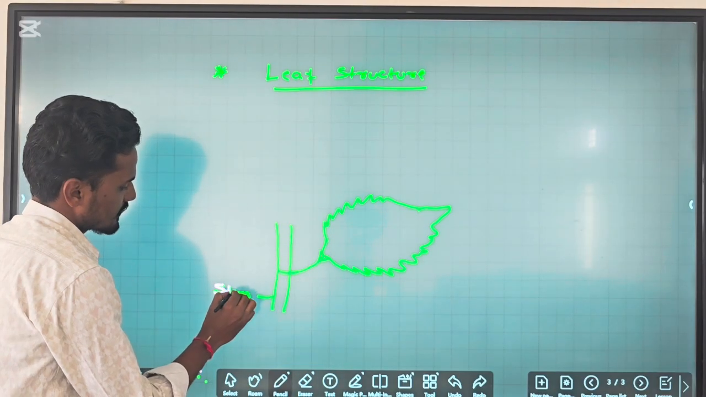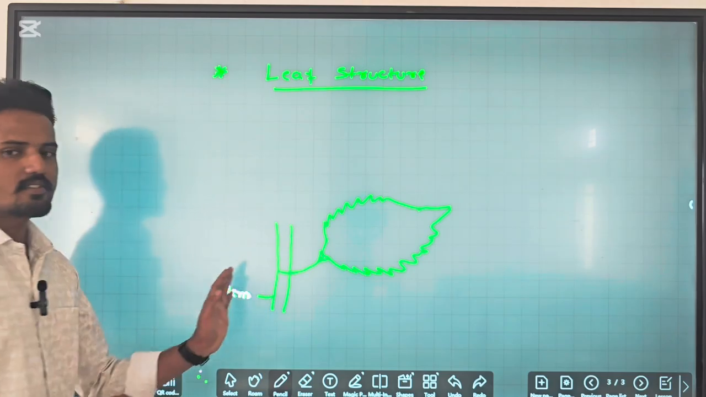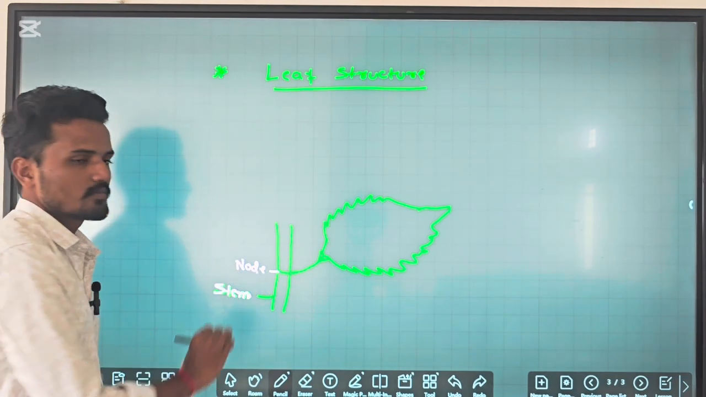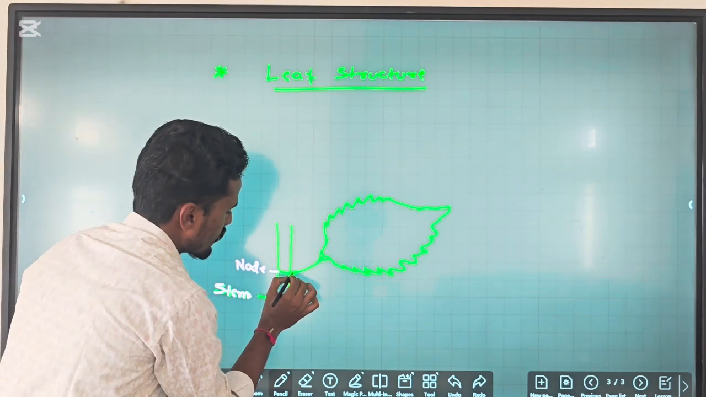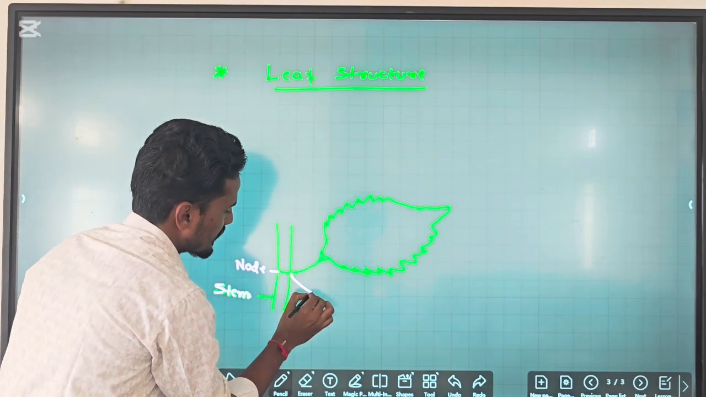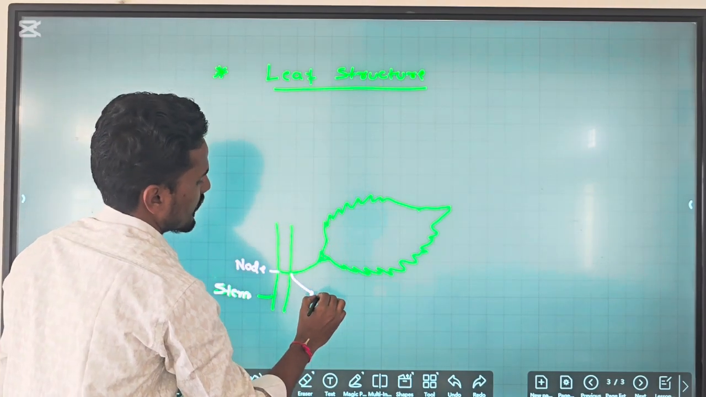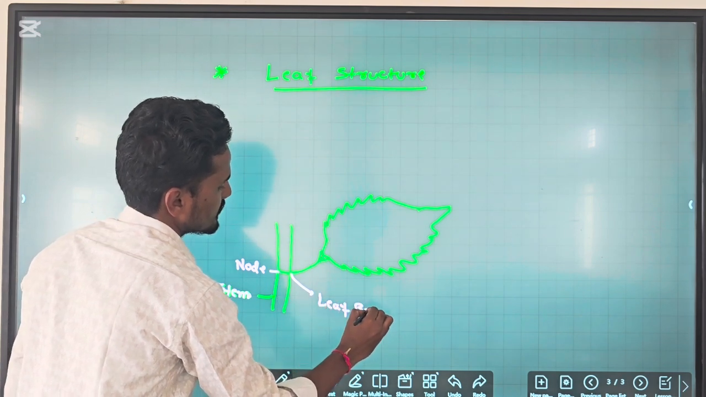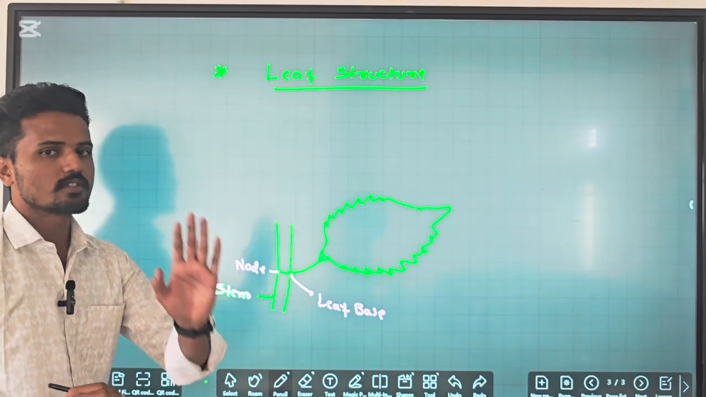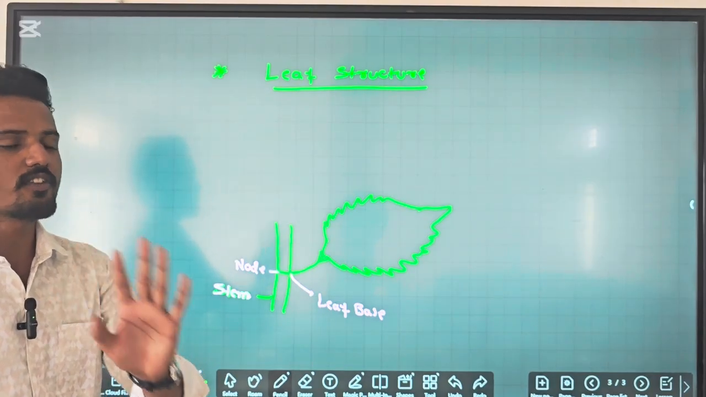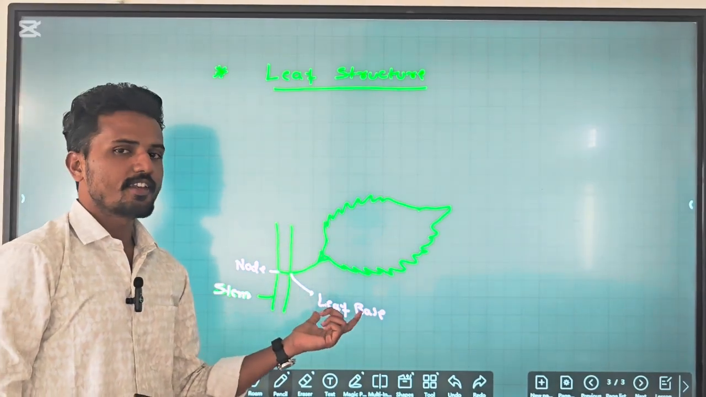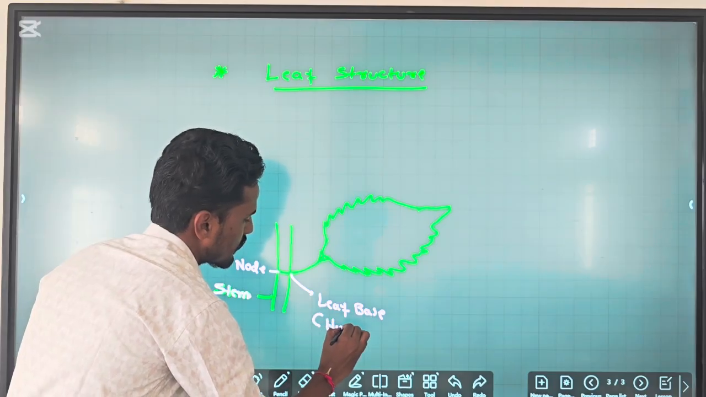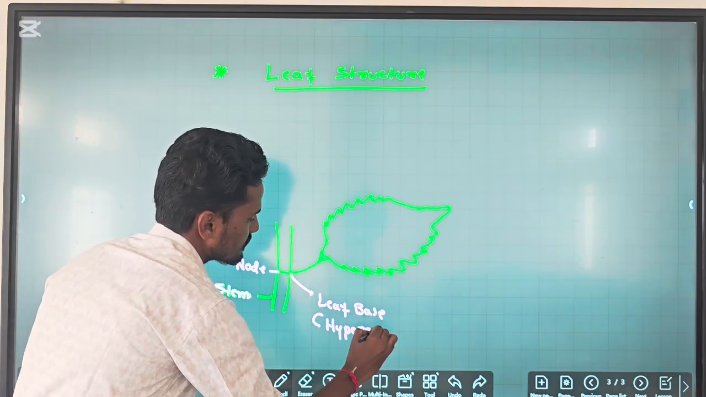This is a stem. From the nodal region of this stem, this is called a node. This portion of a leaf is called the leaf base. As I told you, there are three important portions in a leaf. The first one is the leaf base, or you can call it the hypopodium.